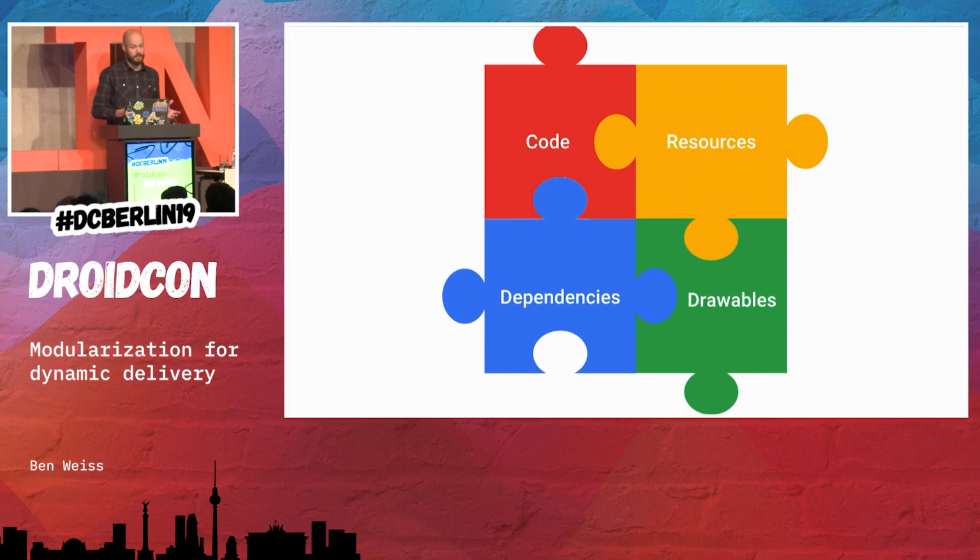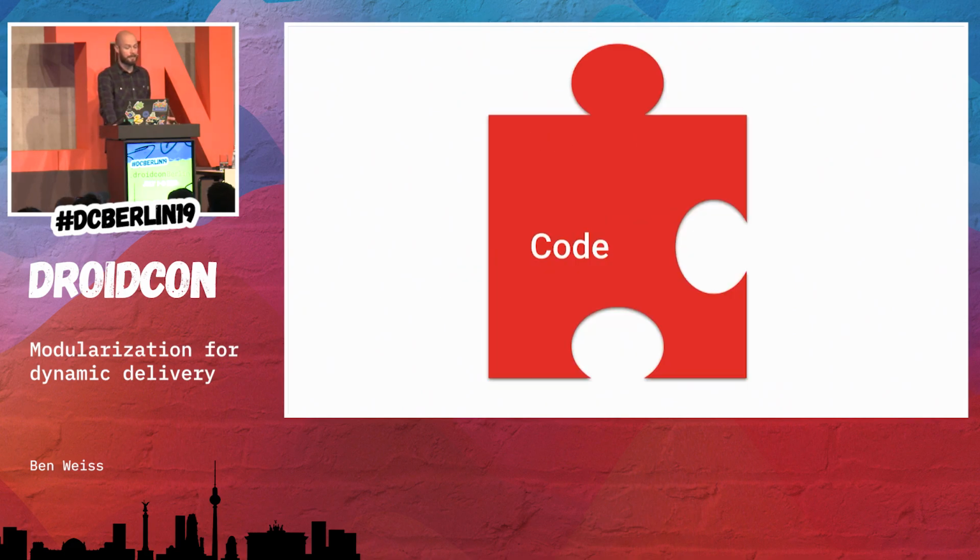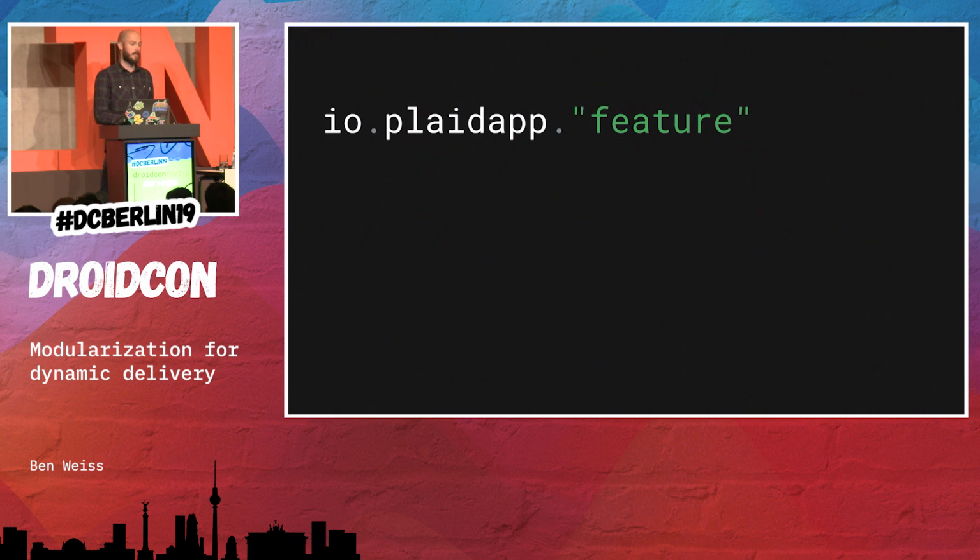Every app has code, resources, dependencies, and drawables to some extent. And that is true before the app is modularized as well as after it's modularized. What we firstly did is we took a look at our code, and we started to figure out how we want to break this down into dynamic feature modules. On a package level, we started structuring it in a way that it's packaged by feature. So each feature got its own package, and all the code that was relevant to that was put in it.